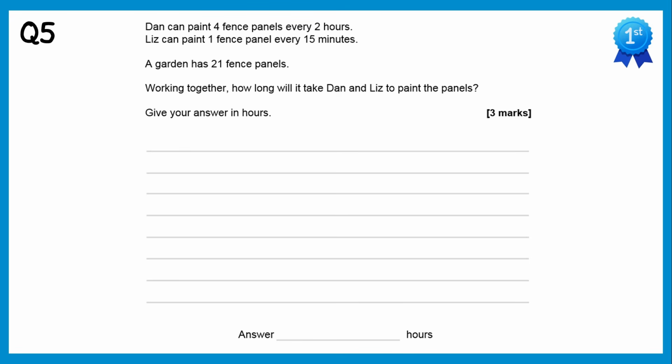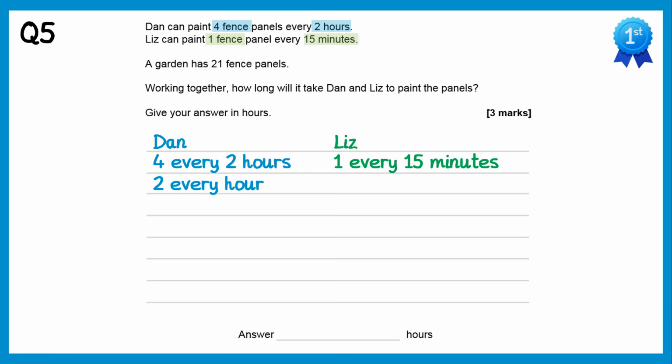In this question, we have Dan and Liz who are both painting fence panels. Dan can paint 4 panels every 2 hours, and Liz can paint 1 panel every 15 minutes. To make them easier to compare, we're going to work out how many they can each paint in 1 hour. So if Dan does 4 panels every 2 hours, to get from 2 hours to 1 hour, you just half it. So Dan must do 2 every hour. For Liz, it's 1 panel every 15 minutes. To get from 15 minutes to 1 hour, you times by 4. So Liz must do 4 every hour.